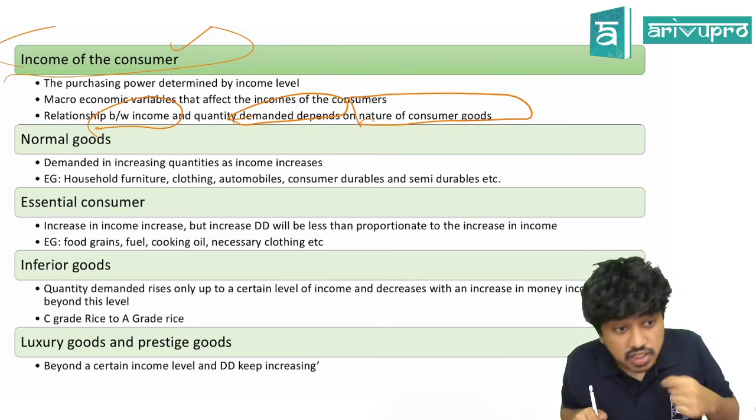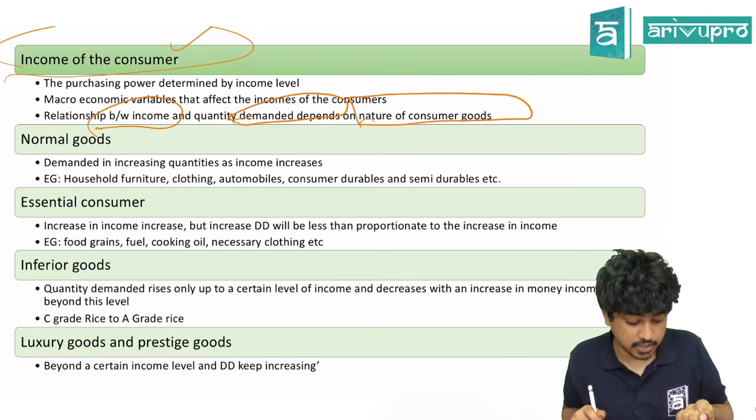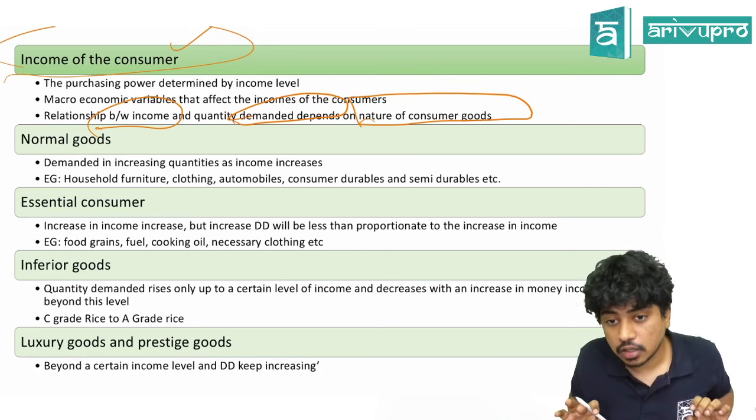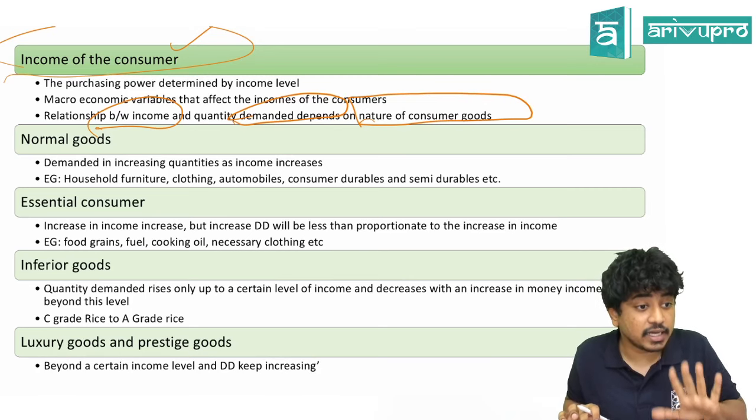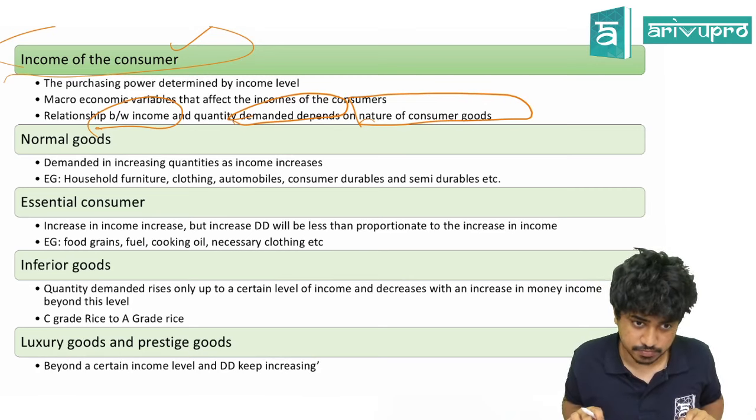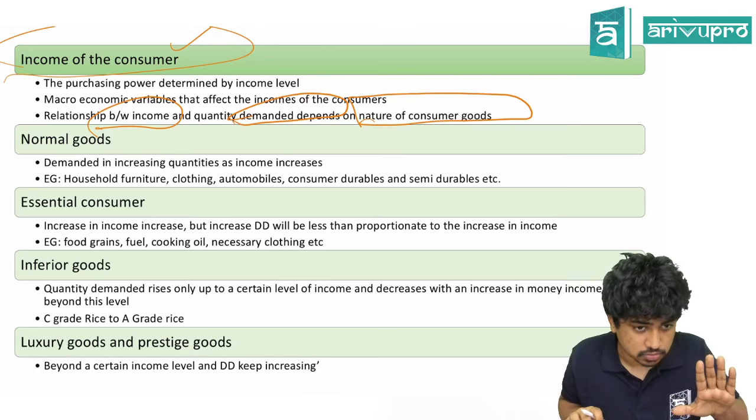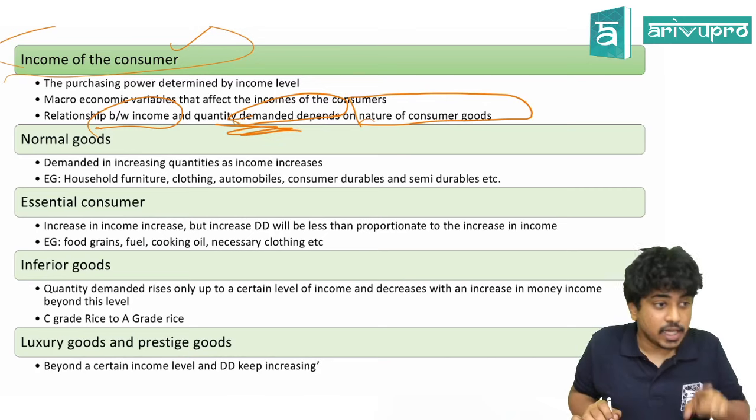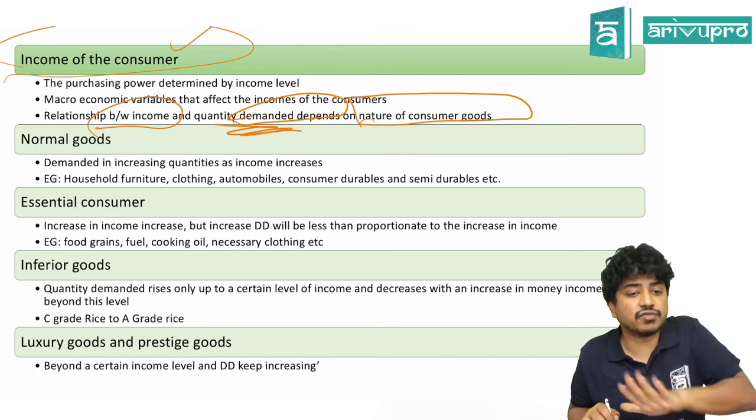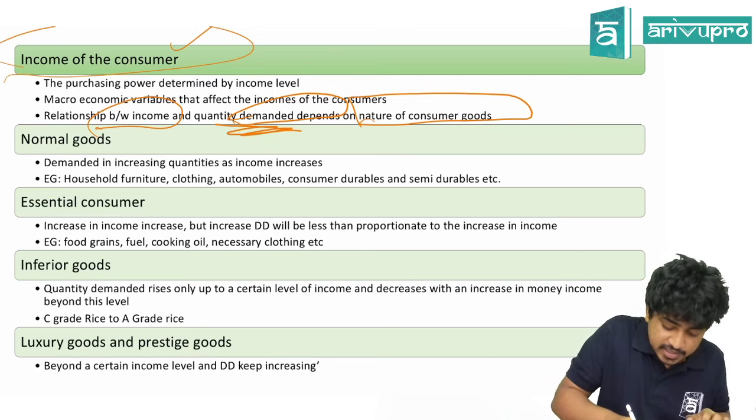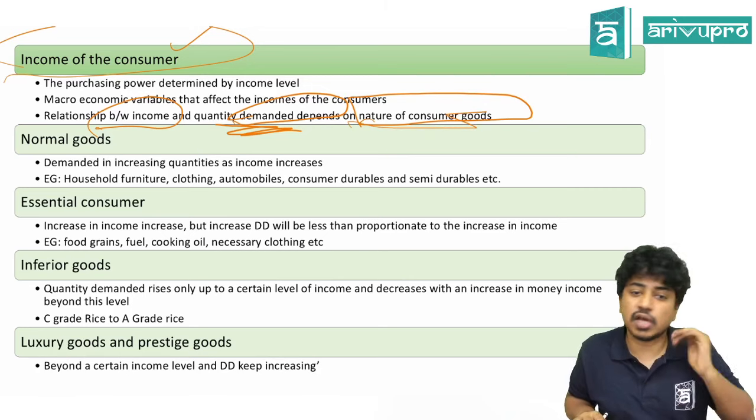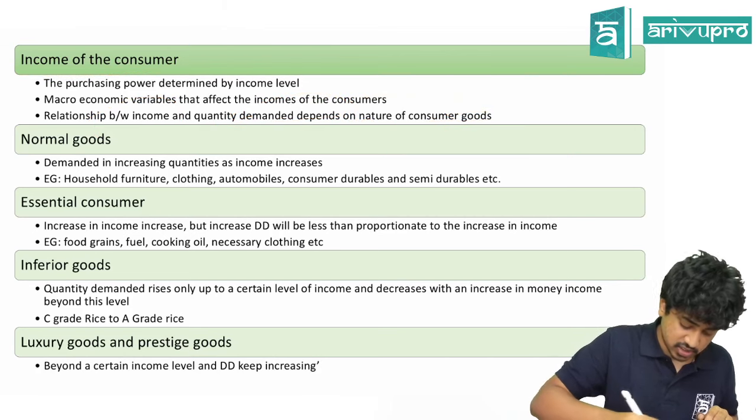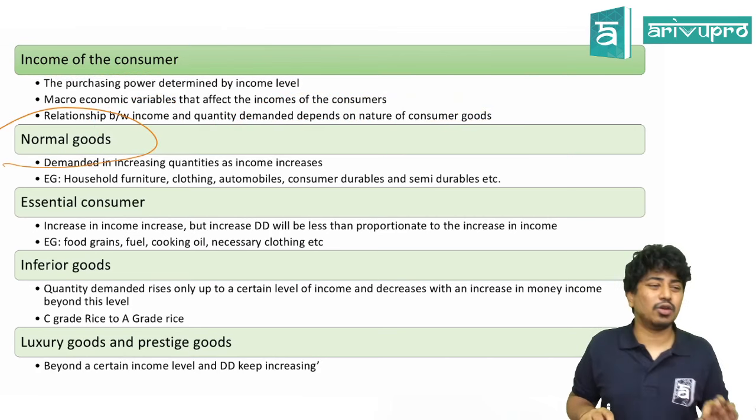Depending upon the nature of the commodity, the relationship between income and demand is established. Are we clear? The relation between income and demand is established based on the nature of the commodity. So what is this nature? There are four types of nature. We are going to see them one by one. The first nature is normal goods.